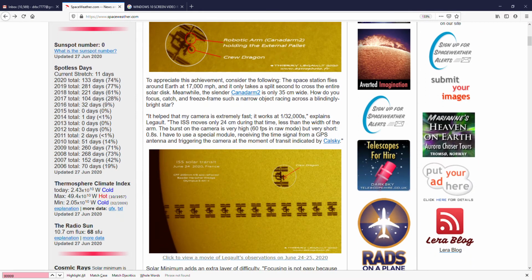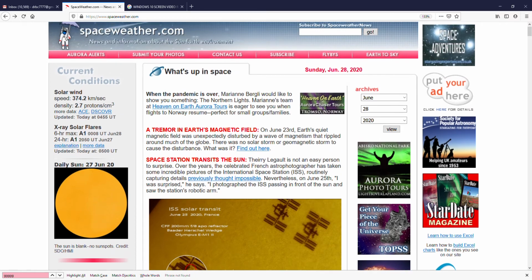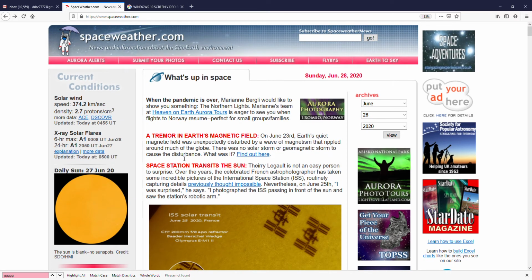Notice you can see statistics on it down here. Current stretch, we have 11 days with no sunspots. 220 total, 74% of the time no sunspots. Last year it was 77% no sunspots. So we're going to have to use the archive, and that's over here on the right.